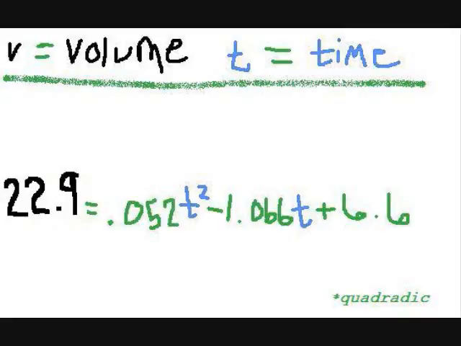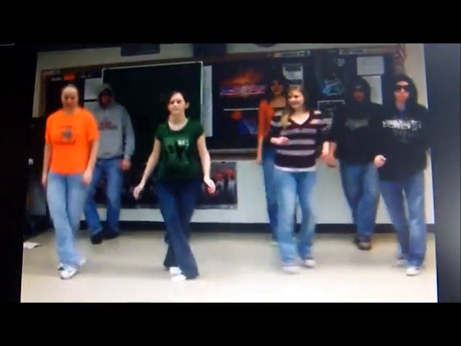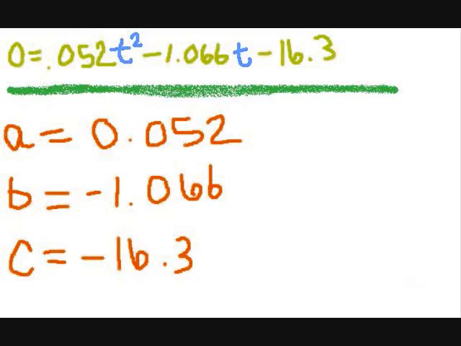We plug in our numbers and subtract from both sides. The resulting quadratic at top does not factor nicely, so we use the quadratic formula. So we plug our numbers into the quadratic formula, which is x is equal to negative b plus or minus the square root of b squared minus 4ac, all divided by 2a.